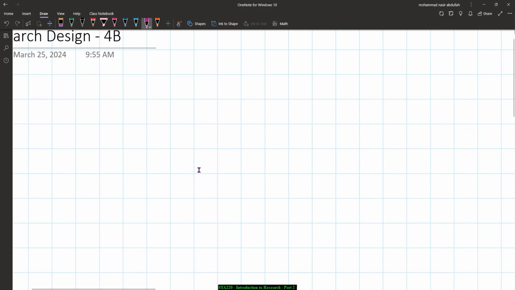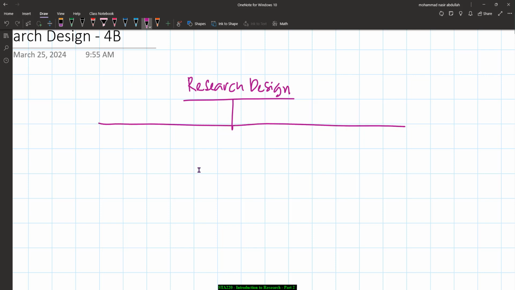So research design, right? Research design can be divided into 2 main designs. So we have a qualitative research design, another one is quantitative research design. Basically, it's the same as our classification of variable, right?